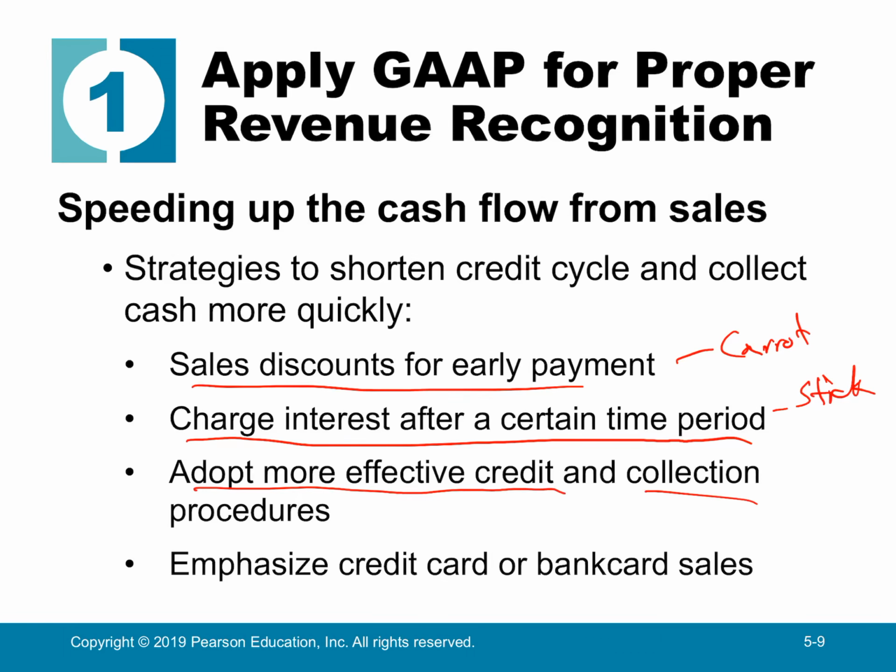Adopt effective credit and collection procedures, right? Are you calling the customer? Do you do a good evaluation before you sell to anybody on account? Emphasize credit card and bank card sales. So as a company, if somebody buys from you on credit card or bank card, you get that money right away. It's effectively cash because the transaction from the buyer is between themselves and the bank. So once they charge something on a credit card, the bank is owed money, but you get your cash right away.